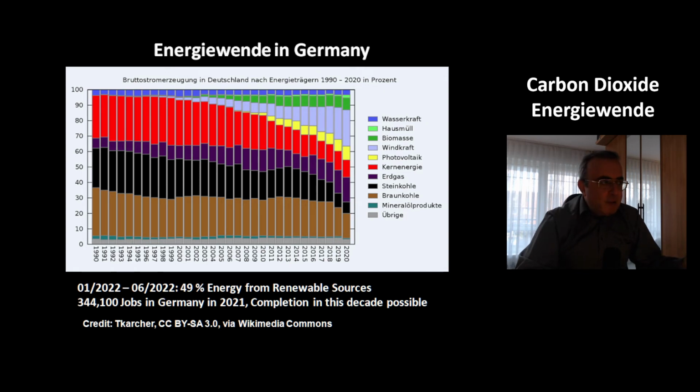There are over 344,000 jobs in Germany in the sector of renewable energies. And in my opinion, this project Energiewende could be completed within this decade, because we need just a bit more than another doubling, and we are almost there. Recently, there was big progress with new technologies in wind energy, and that's why I think this is absolutely possible.